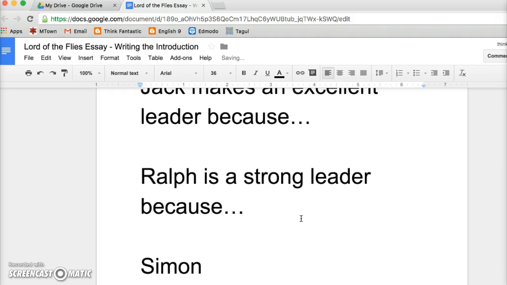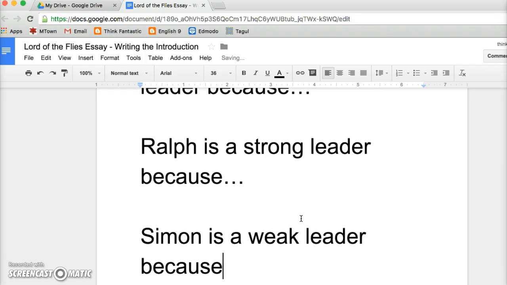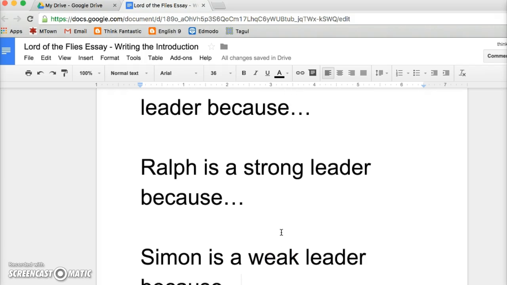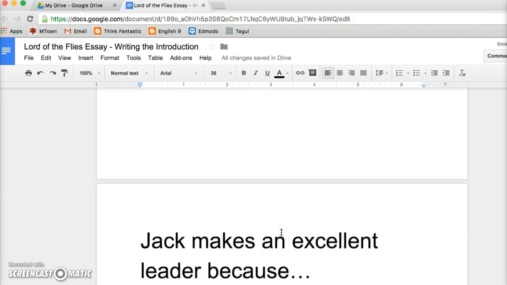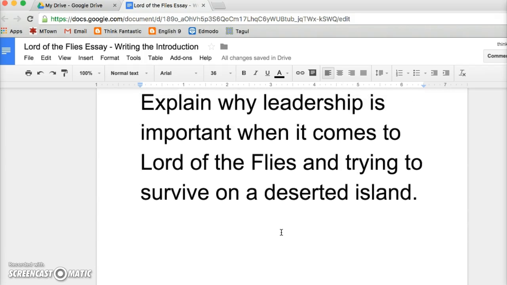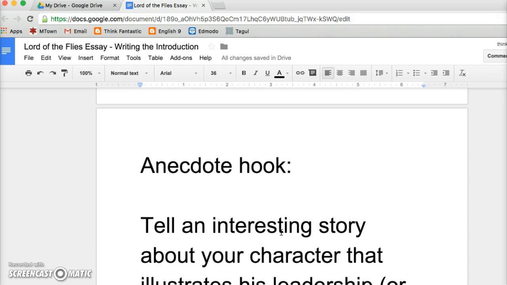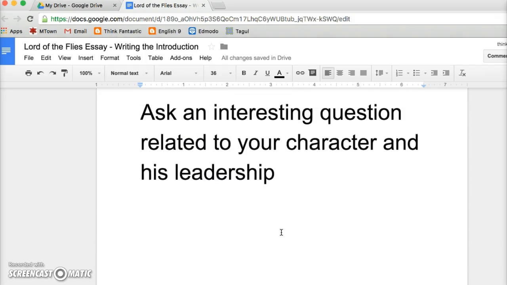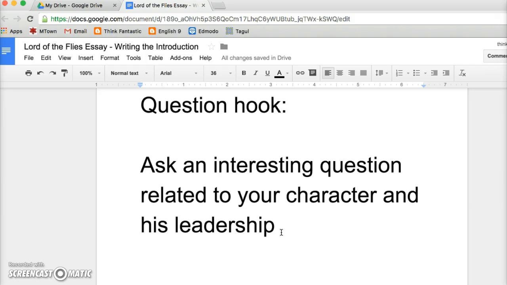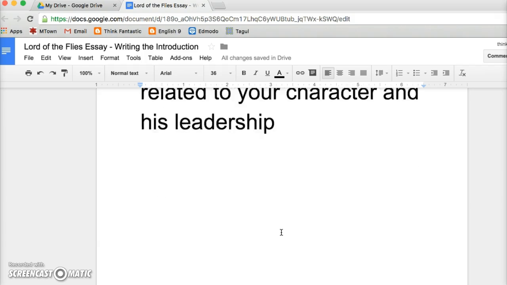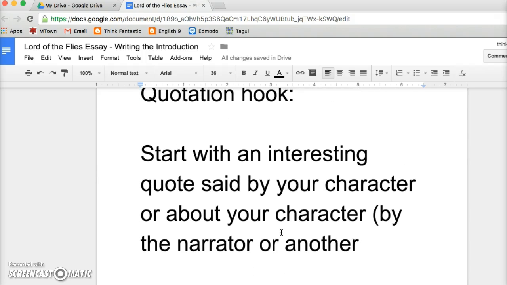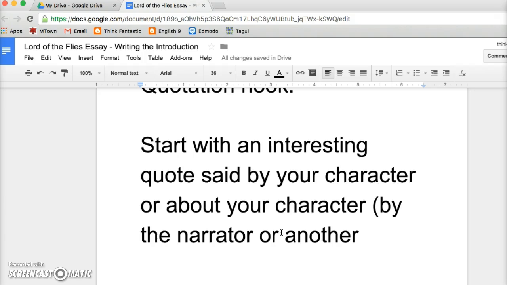On the other hand, you may have something that looks like this. Simon is a weak leader because. Feel free to come up with replacements for the word strong, replacements for the word weak, depending on how you'd like to describe your character. But those would be some examples of thesis statements. And again, your context will give the big picture, talking about leadership, and the very first part of your essay will be the hook, and your examples will vary widely depending on whether you choose a question hook, an anecdote hook, or a quotation hook. So in the end, your essay will have 3 parts.